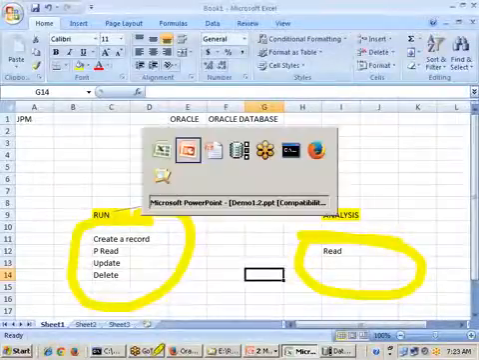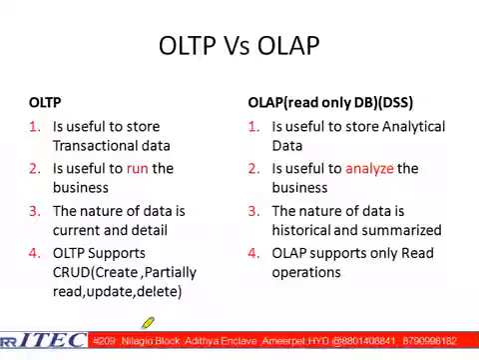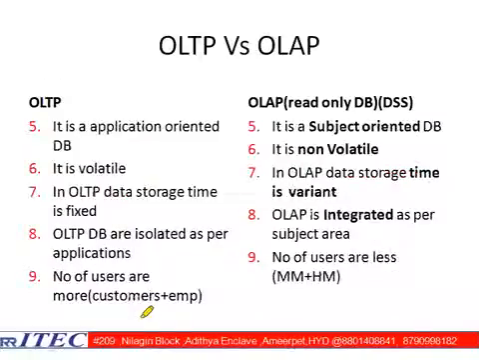Let us move on to the next one. 5th point. It is an application oriented database, whereas it is a subject oriented database. What is the meaning of this one? It is application and subject.